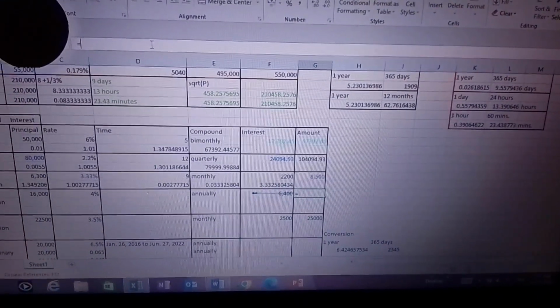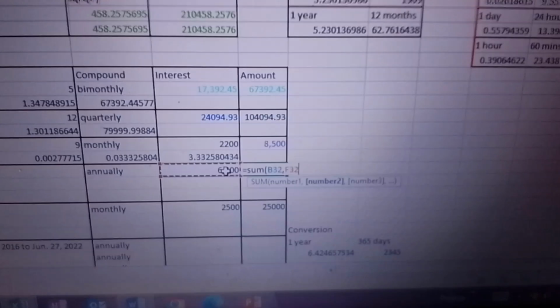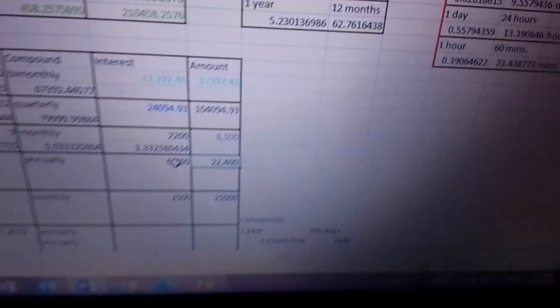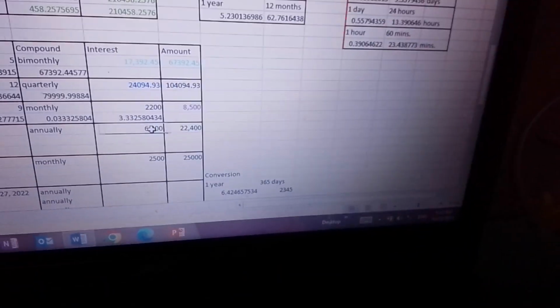Back to the sheet now. So now I solved the problem. I just need to add something, and then that's what you get: 22,400. Now we're going to have to solve for the time.